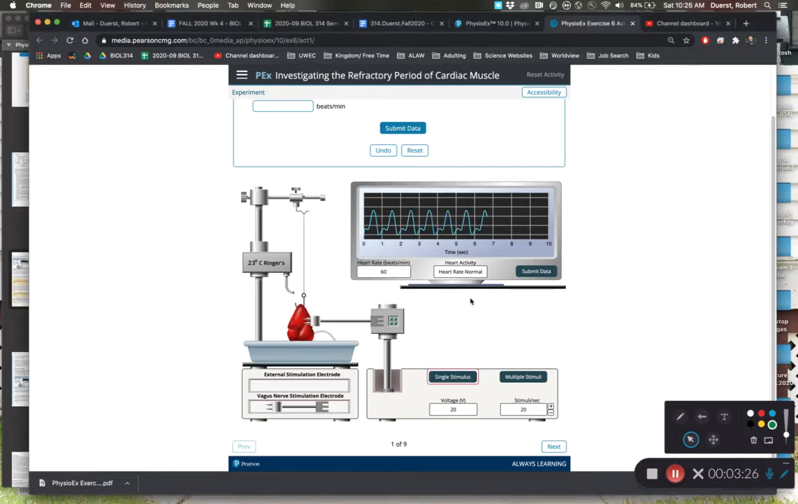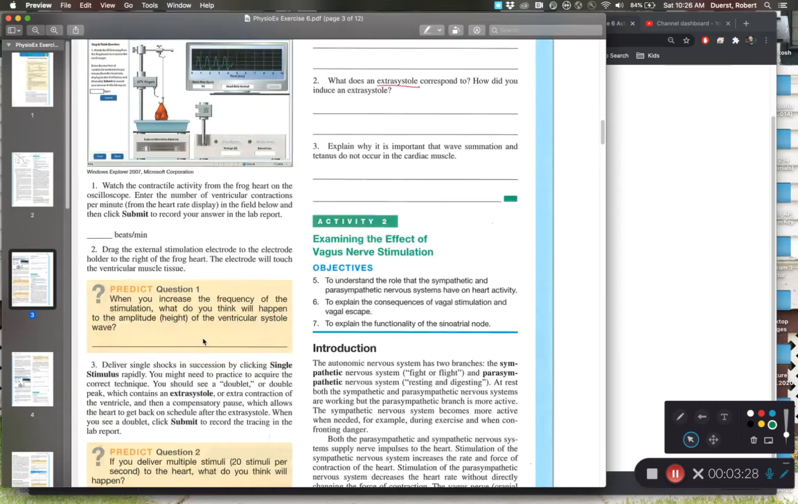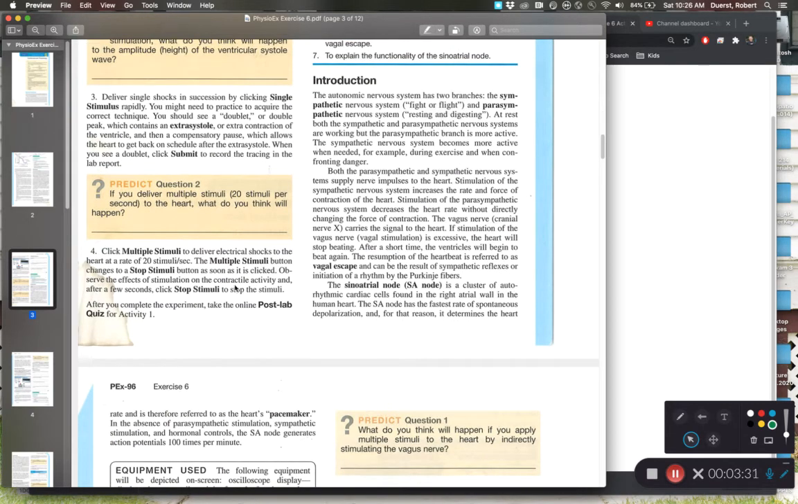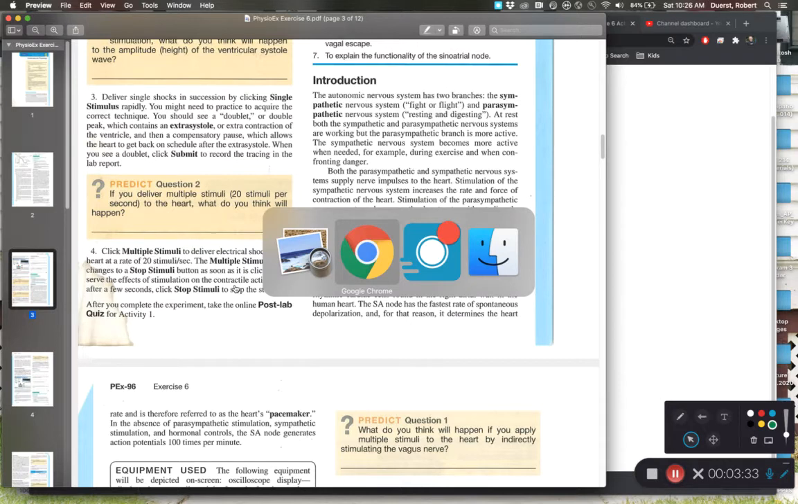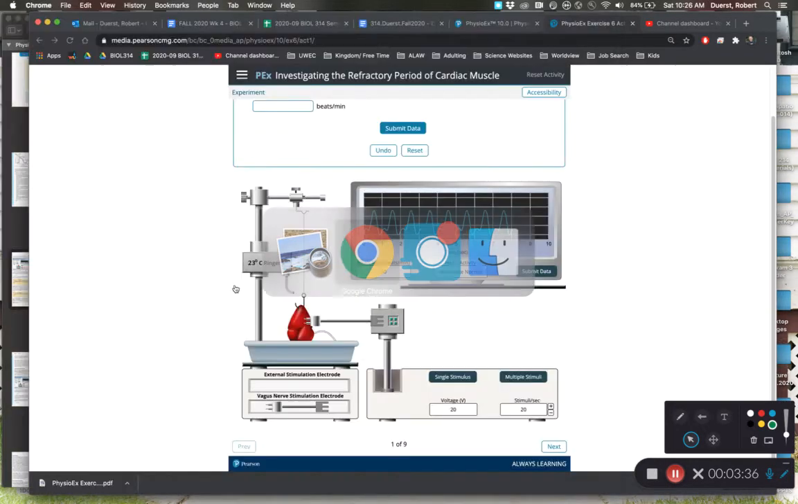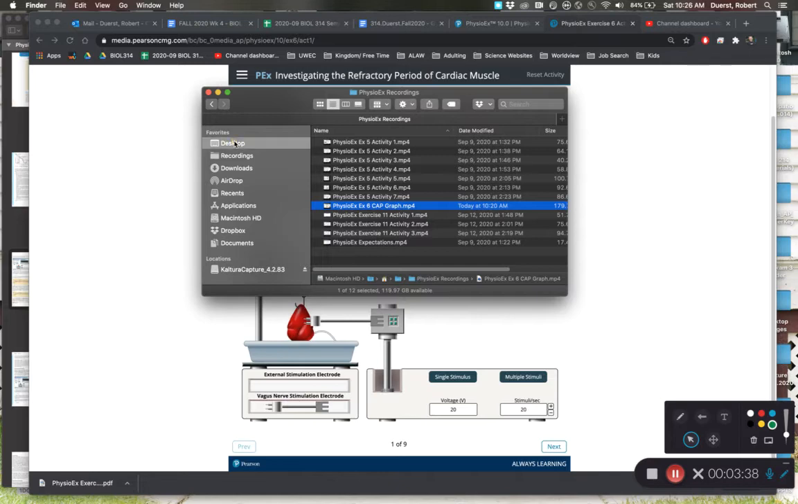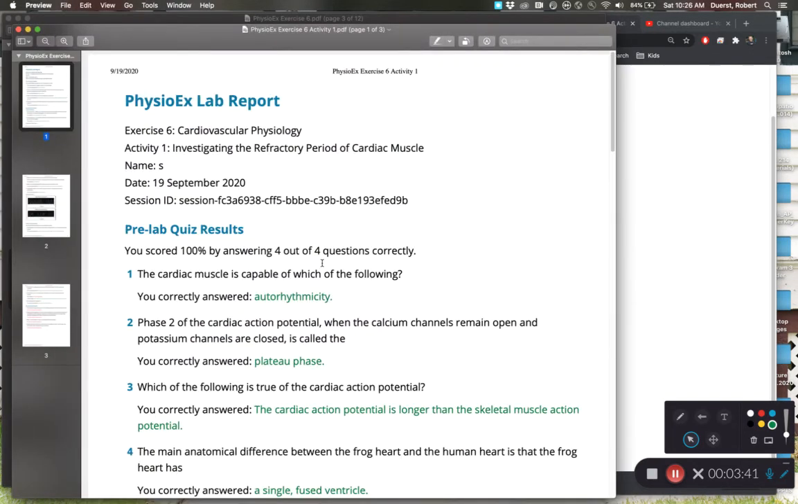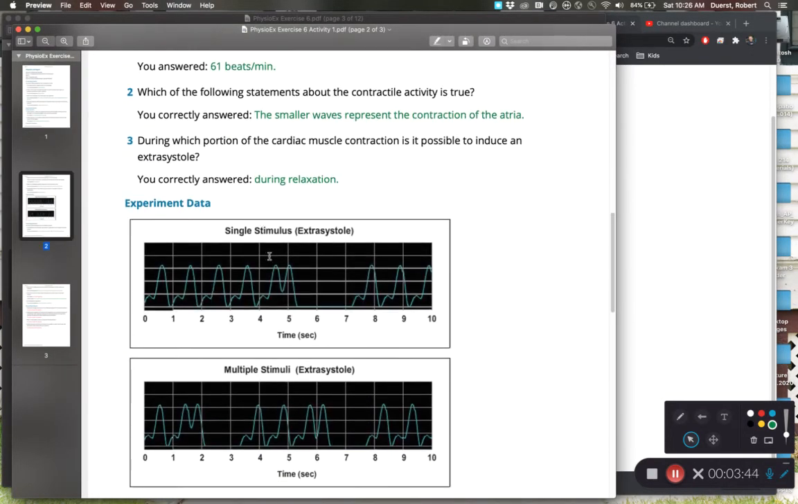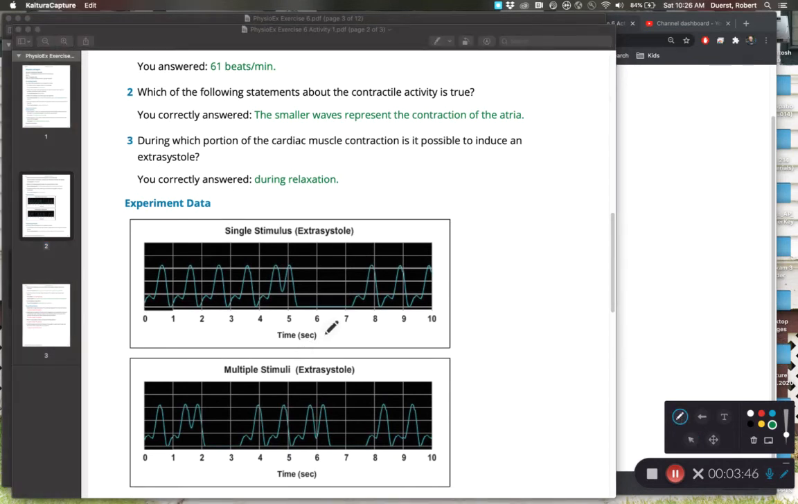And then while working through this activity, you end up collecting some data that, let me pull it up for us right now. Here we go. You end up with these two graphs when you're done with your experiment. So we have a graph that looks like this by giving a single stimulus to initiate extrasystole. Extrasystole is right here. So we have an extra contraction of the ventricle right there.